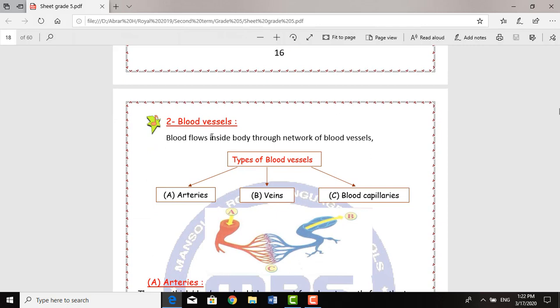The blood flows inside the body through a network of blood vessels. There are three types of blood vessels. First of all, arteries. The arteries are the blood vessels in which the blood flows from the heart to all the body cells. The second type of blood vessels is the veins, and the veins carry blood from the body cells to the heart. Again, the veins carry the blood from the cells to the heart.